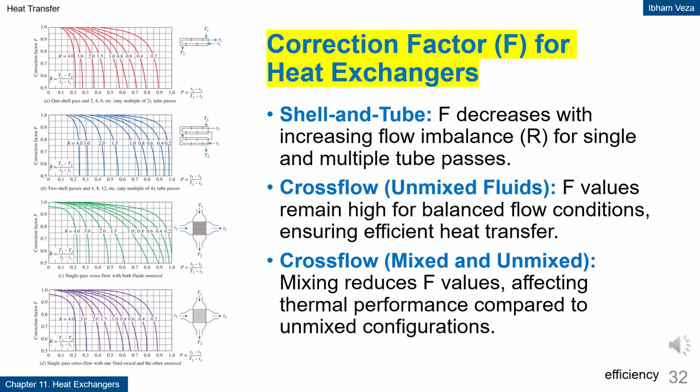Correction factor F for heat exchangers. The correction factor is used to adjust the LMTD value for heat exchangers with non-ideal flow patterns. In shell and tube exchangers, the F value decreases as flow imbalance increases. For crossflow with unmixed fluids, F values tend to remain high. When mixing occurs, the F value decreases and thermal performance is affected. These charts are very important in practical heat exchanger design.